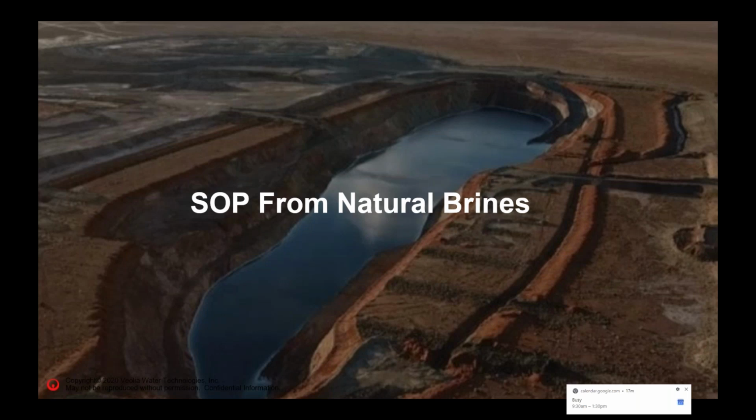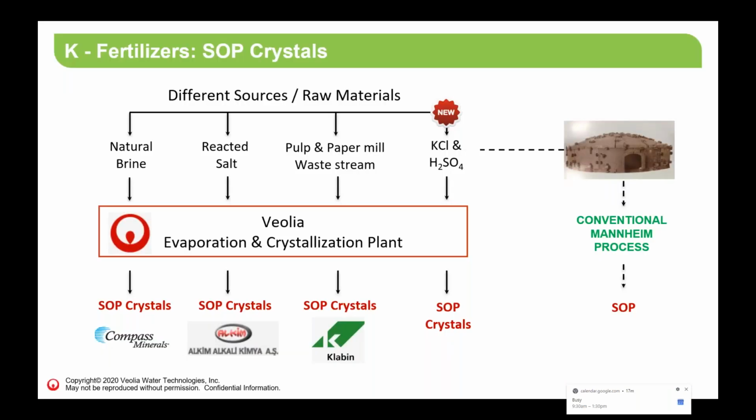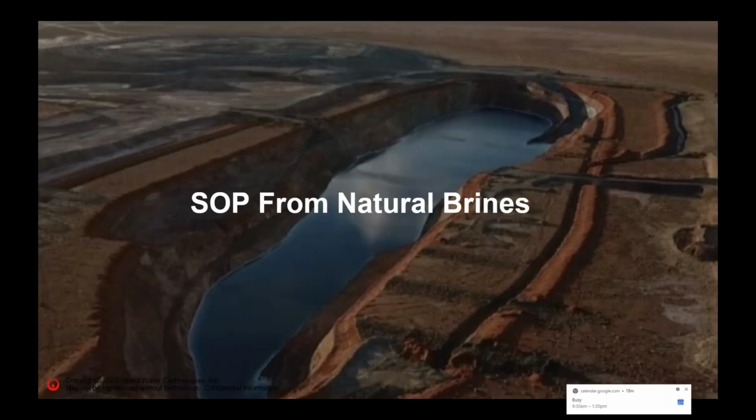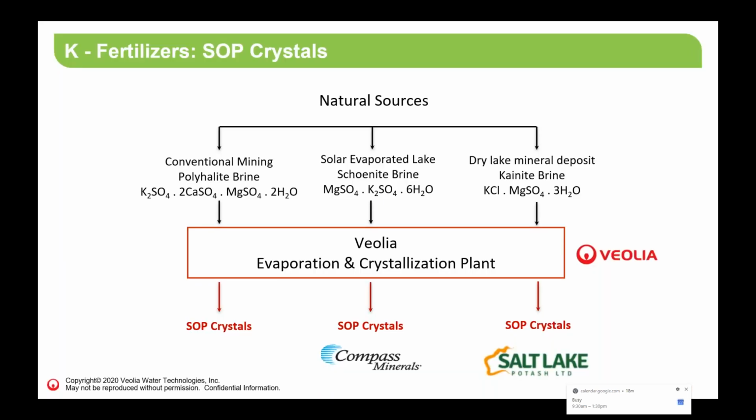So just to maybe give you more information about SOP from natural brine, the first source I'm showing here in the slide. SOP from natural brines, when I say natural brines, we have a lot of types of natural sources. It can be, for example, polyhalite brine from conventional mining. It can be solar evaporated lake schoenite brine. It can be dry lake kainite brine. So for all these cases, we have references.